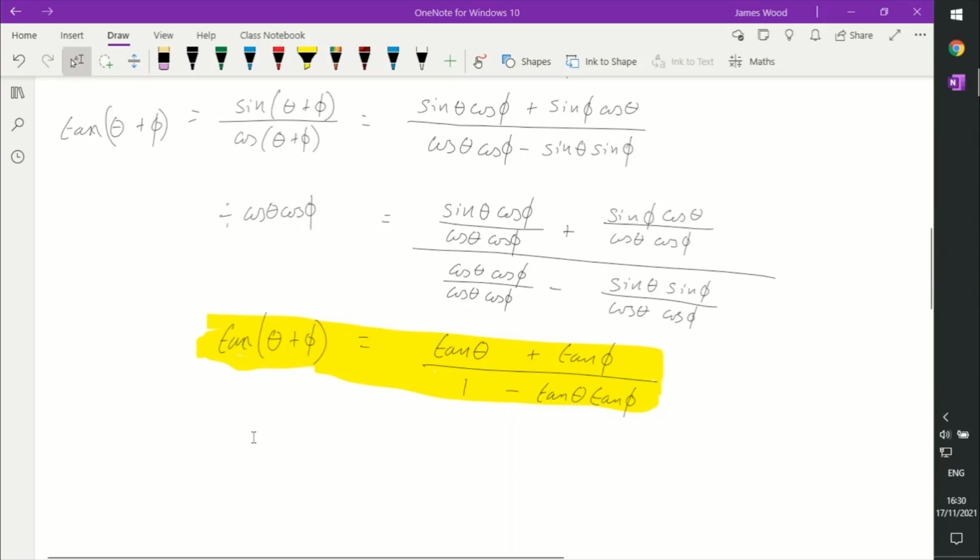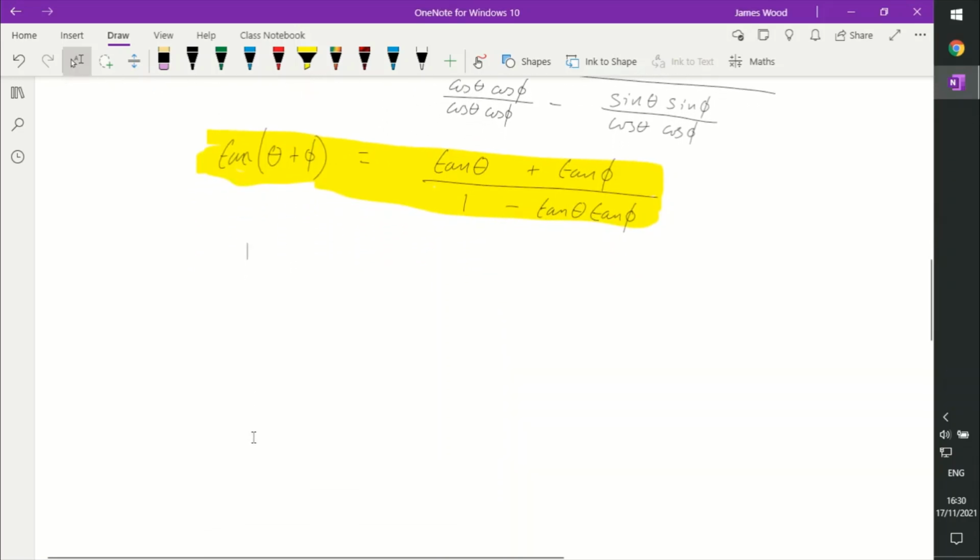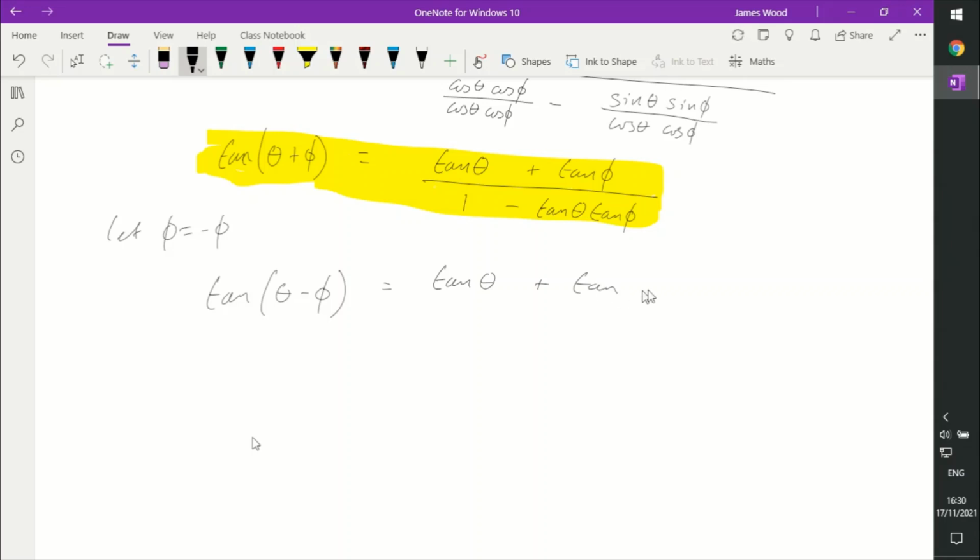Now the last step is to do exactly what we've done for all the others. We're going to let phi become minus phi. So we've then got tan theta minus phi equals, so this is going to be tan theta plus tan of minus phi all over 1 minus tan theta tan minus phi.